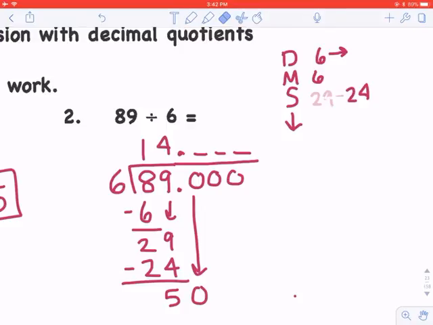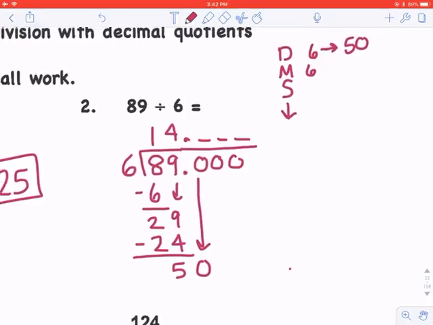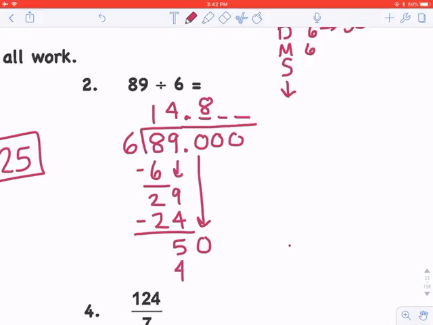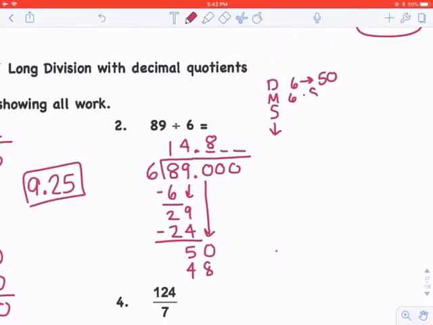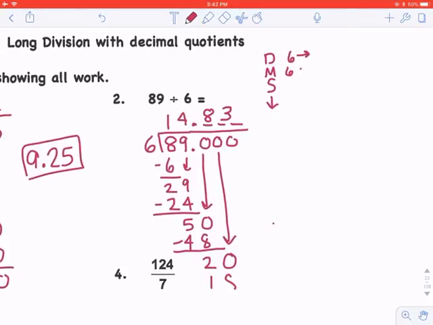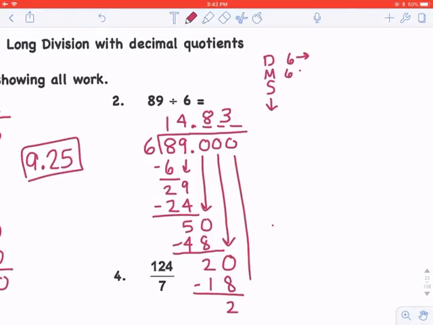My next question is, how many times does 6 go into 50? 6 goes into 50 8 times. 6 times 8 is 48. And now I need to subtract 50 minus 48. That's 2. Bring down another number. Here I go again, same thing over and over. 6 goes into 20 3 times. 6 times 3 is 18. Subtract, and you get 2. Bring down the next 0.